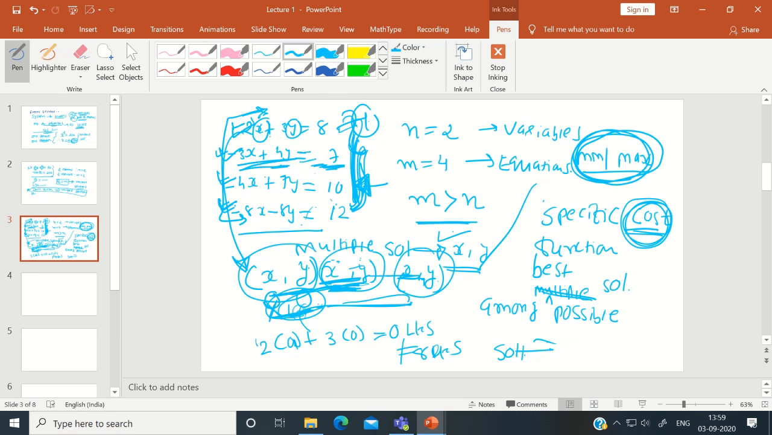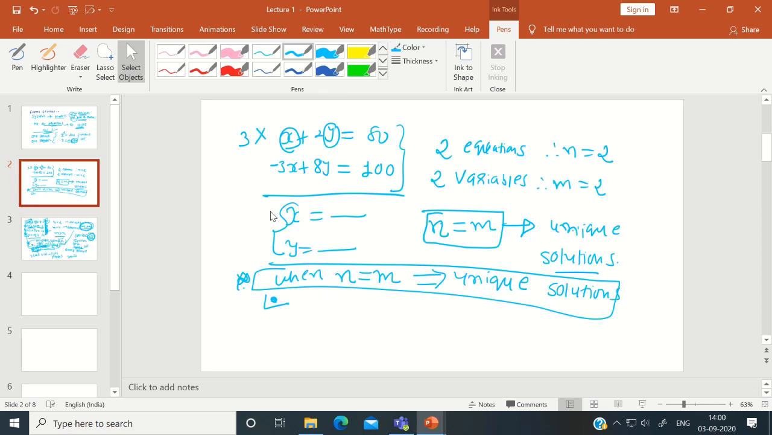In this case, I have used the equality, so this is known as the equality constraints. There are other types of constraints also, which are known as the inequality constraints. We will see it later on.